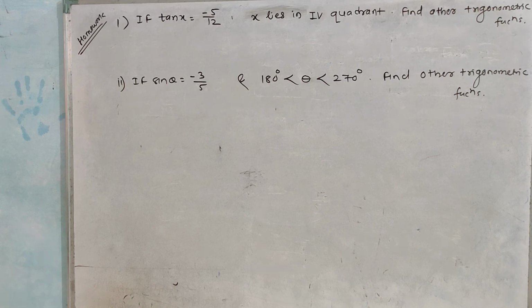Okay, these are two homework problems for you. First, if tan x is equal to minus 5 by 12 and x lies in the fourth quadrant, then find the other trigonometric functions. Second, if sin theta is equal to 3 by 5 and theta is less than 270 but greater than 180 degrees, then again find the other trigonometric functions. Okay.